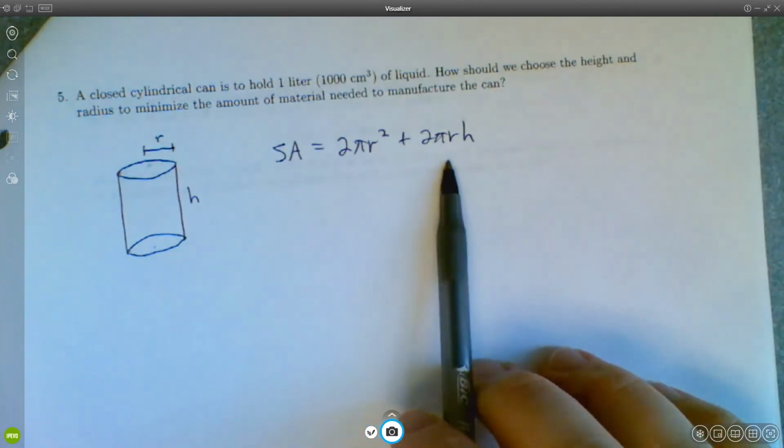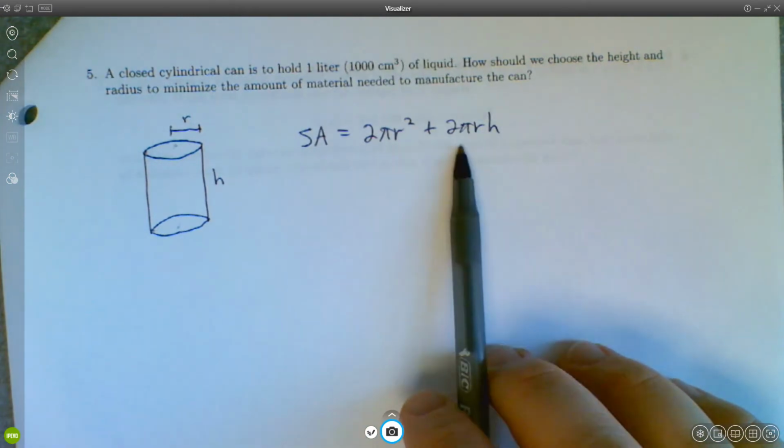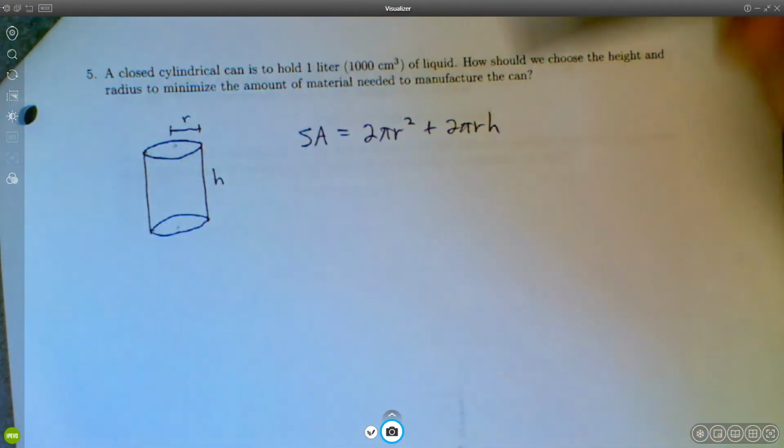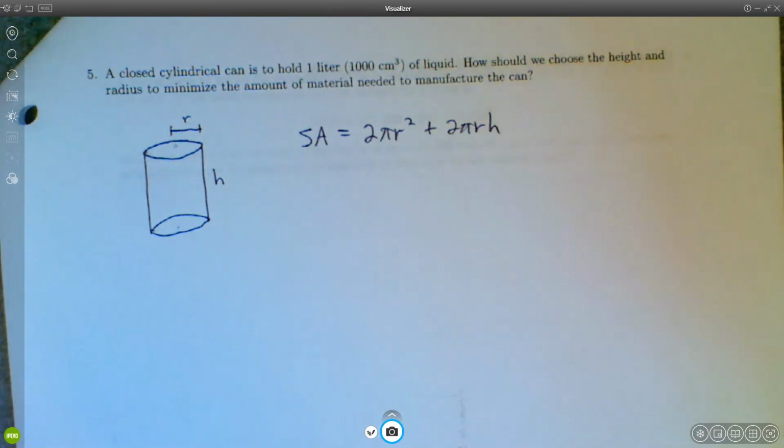This is what we're trying to minimize. We're trying to minimize the surface area. And unfortunately, we've got 2 variables in there, right? So we've got to try to eliminate one of them.